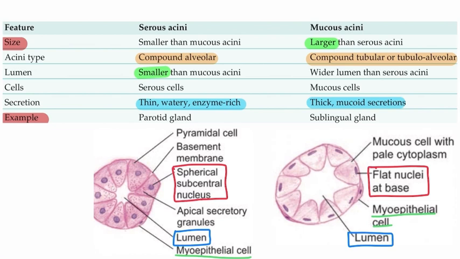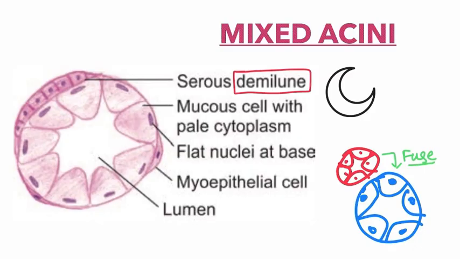And if you remember from my previous video, I have told you that in identifying the gland using a microscope, we can appreciate mostly only the nuclear feature. So in serous acini, the nucleus is spherical and subcentral, whereas in mucus acini, it is a flat nucleus which is more towards the base, while the size of lumen is narrow in serous acini and larger in mucus acini. Both have myoepithelial cells. The cell shape is pyramidal in both.